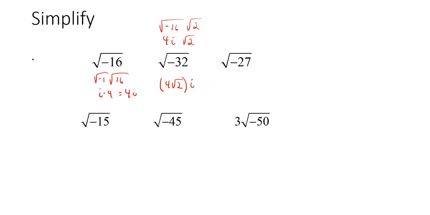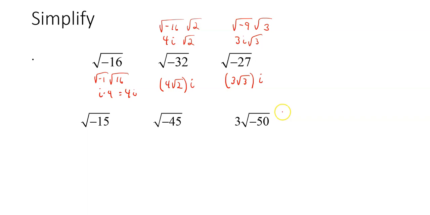For the third one, the square root of -27. The biggest perfect square we can pull out is 9, except in this case we're going to think of it as -9. The square root of -9 times 3. So the square root of -9 is 3i. If you think of it as the square root of -1 times the square root of 9, you get i times 3, which is 3i. Times the square root of 3, and that gives us 3 square root of 3 times i.